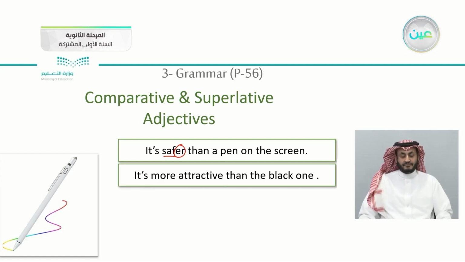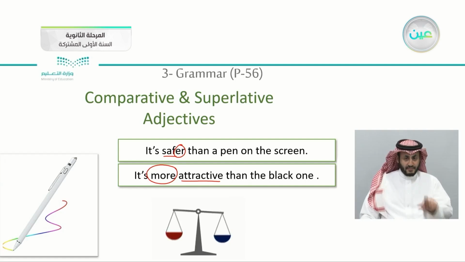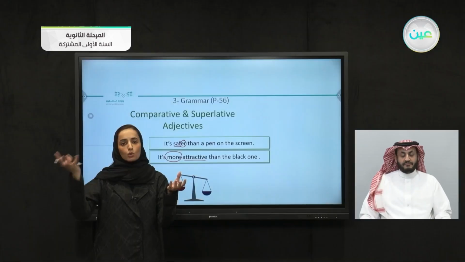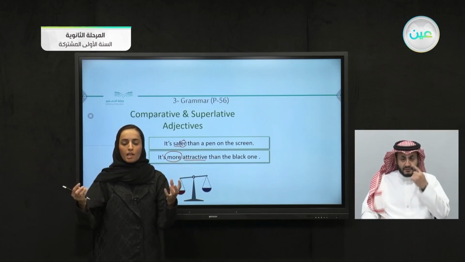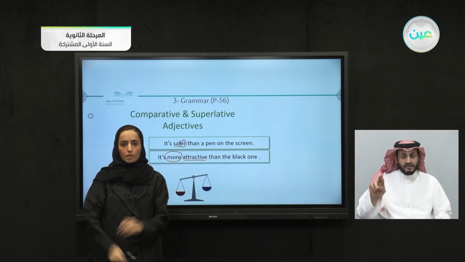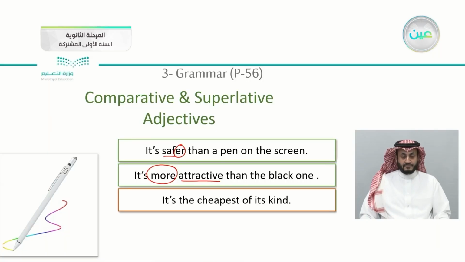Also, I believe that it is more attractive than the black one. If I compare my pen to the black pen, I believe that my pen is more attractive. The adjective is attractive. And I said more attractive. What am I trying to do in here? In here, I am trying to make a comparison. I am putting 1 to 1. Compare you to your brother or to your sister, you and your friend. This country to the other country. Compare 1 to 1.